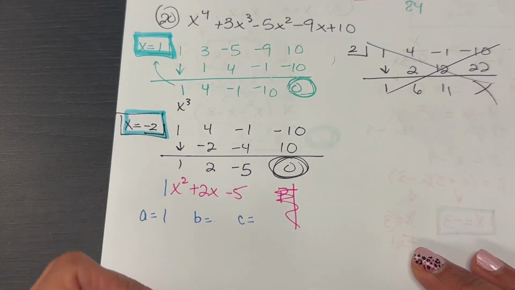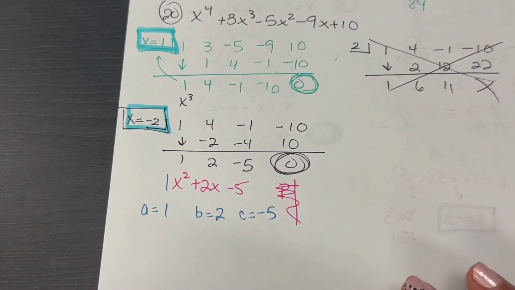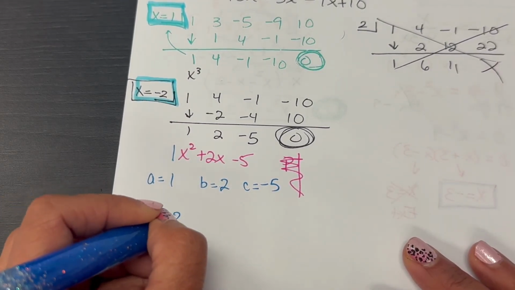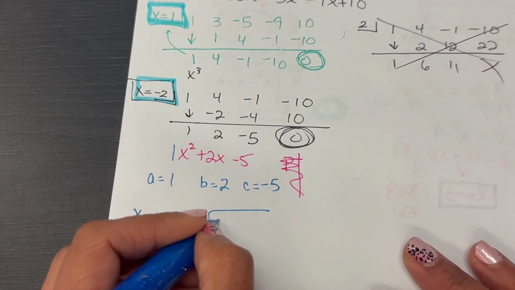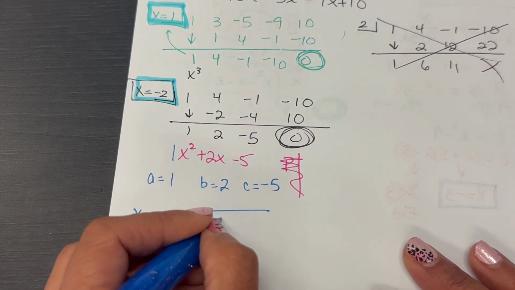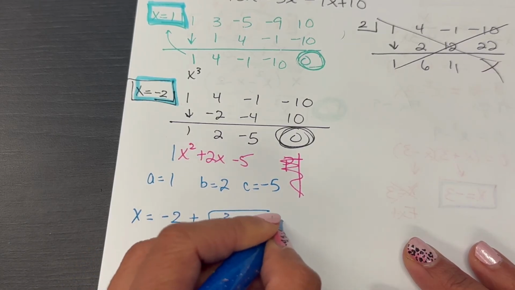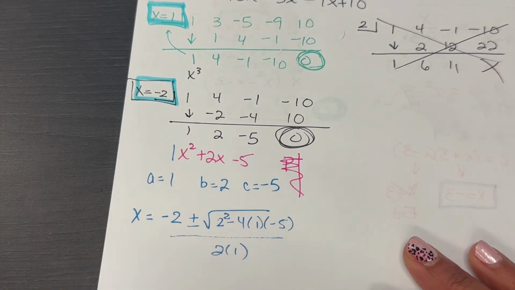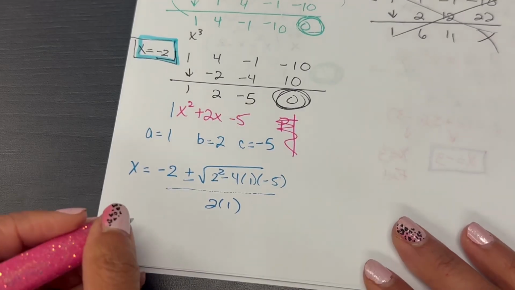A is 1, B is 2, C is -5. Then it goes x equals -b plus or minus the square root of b squared, which is 2 squared, minus 4 times a, which is 1, times c, which is -5, all over 2a. And then you want to clean that up.